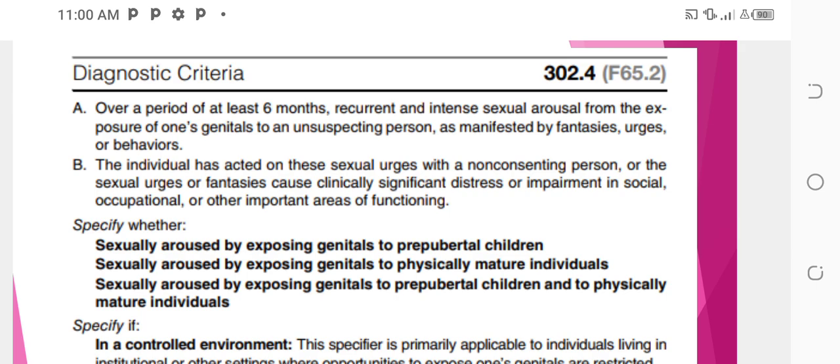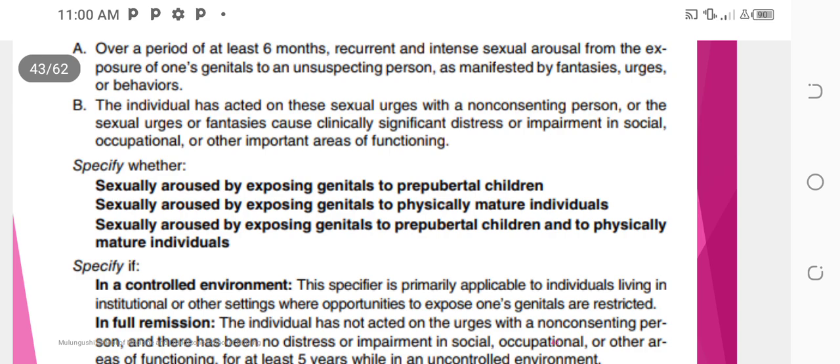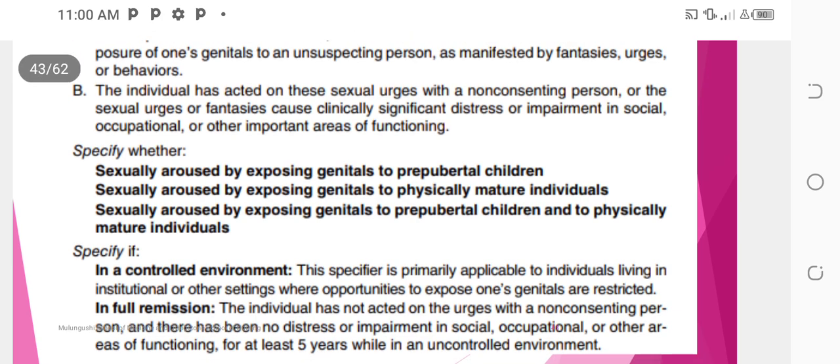So we should specify whether sexually aroused by exposing genitals to prepubertal children, to physically mature individuals, or to both prepubertal children and mature individuals. Specify if in a controlled environment. This specifier is primarily applicable to individuals living in institutions or other settings where opportunities to expose one's genitals are restricted.